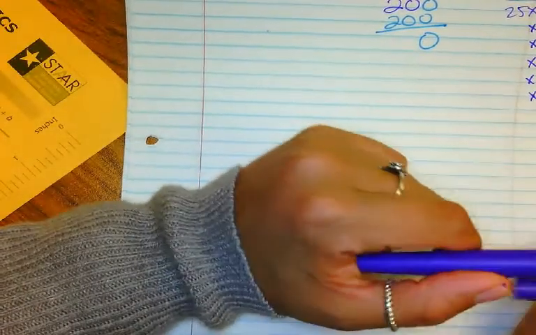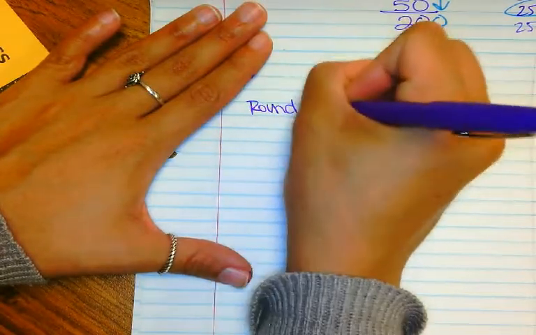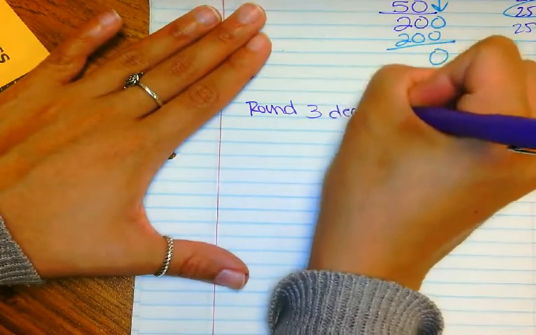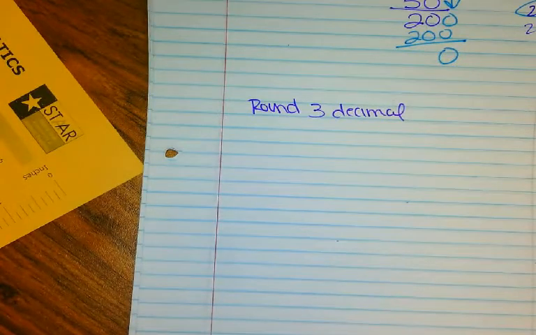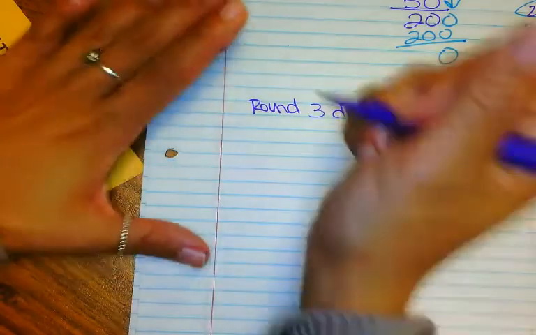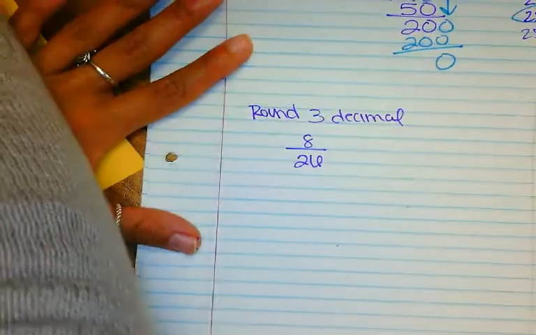This one, I need you to round to 3 decimal places, okay? So let me figure out a number real quick. 8/26. Go ahead and do it.